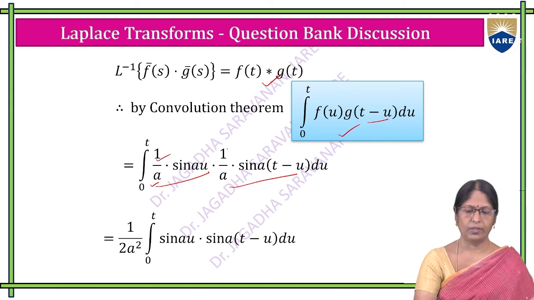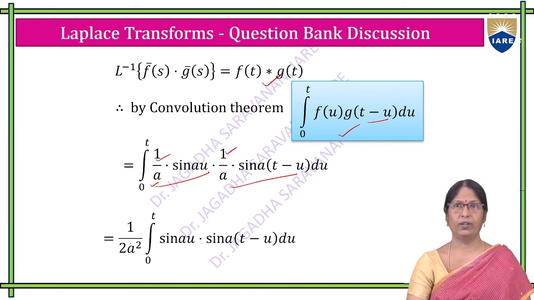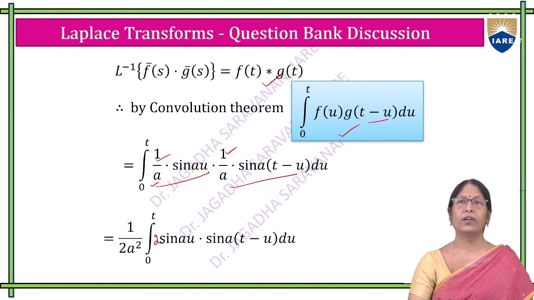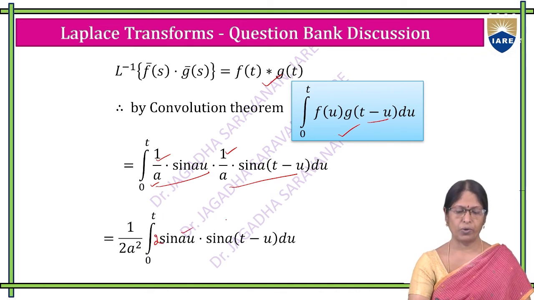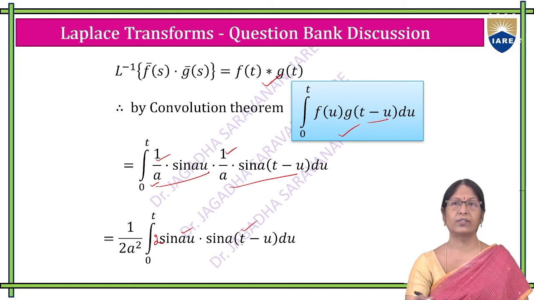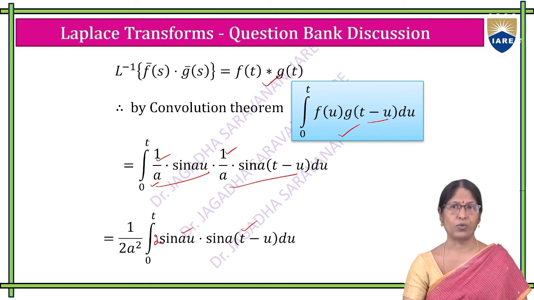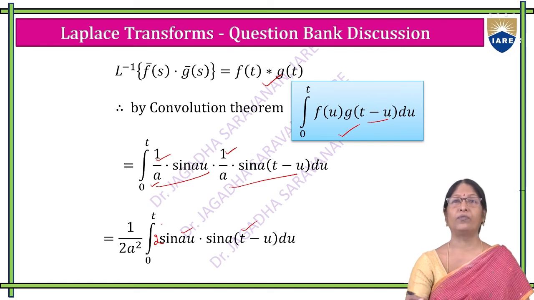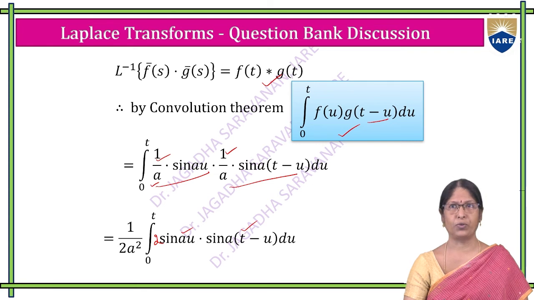And this 1 by a square. Here the 2, how we obtained it, here also 2 should come. That is, 2 trigonometric terms are there. Whenever 2 trigonometric terms are there, relevant to sin A sin B, the formula we have to apply. We have to do the integration, and finally the limits to be substituted to find the solution of this particular problem by using the convolution theorem.